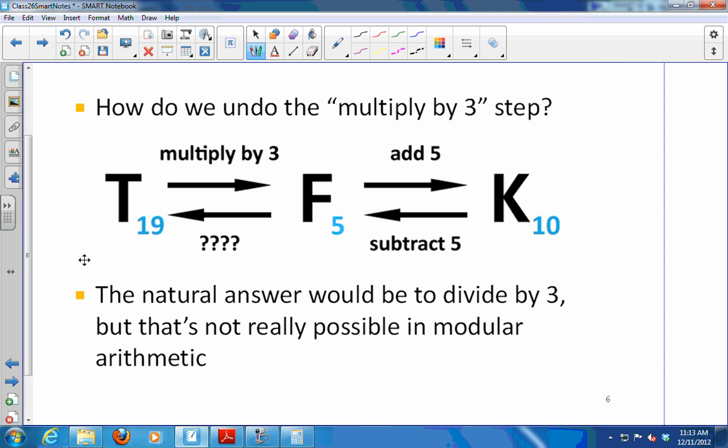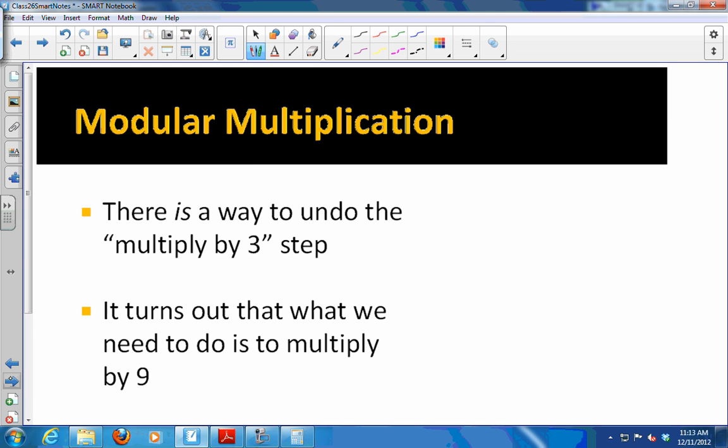And the next step we would naturally think would be to divide by 3. But it's actually not possible. Division isn't possible in modular arithmetic, in this new world we live in where all we care about is remainders. So there is a way to undo multiply by 3, and it turns out that what you need to do to undo multiplication by 3 is to multiply by 9. And I know it sounds really weird.